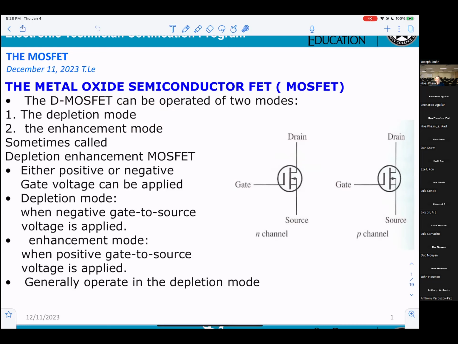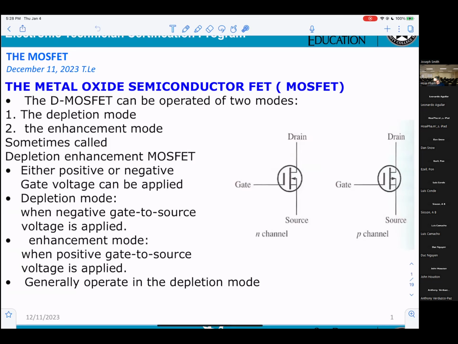However, they have two different modes, depletion mode or enhancement mode, sometimes called depletion enhancement MOSFET. Either positive or negative gate voltage can be applied. That means the voltage applied to the gate.